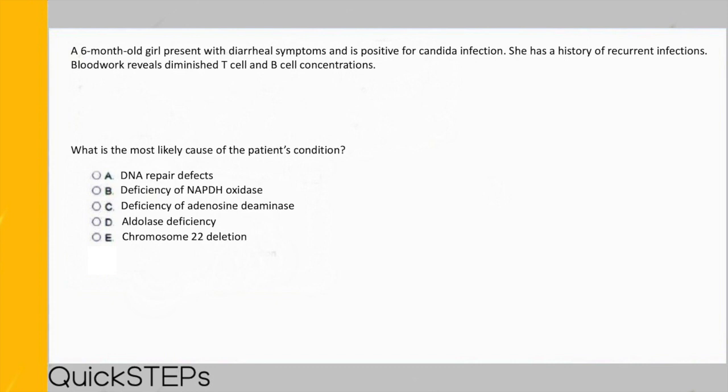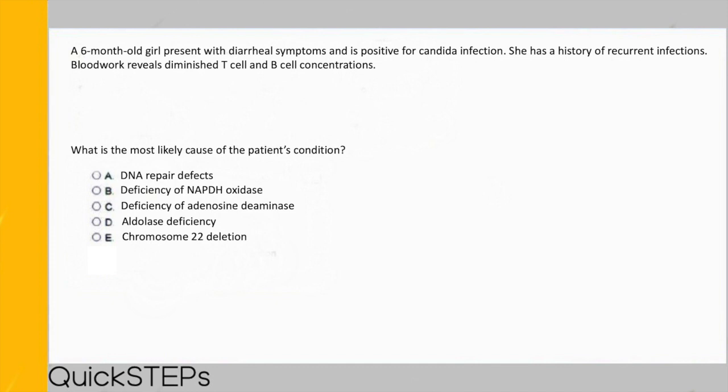But here's the other thing. Chronic granulomatous disease, if you remember from just a few questions ago, I said it affects the innate immune system. Right, it affects the innate immune system because it messes with the oxidative burst. So it has nothing to do with T and B cells, it has to do with the oxidative burst. And here we see diminished T and B cells, so that's how you eliminate choice B.